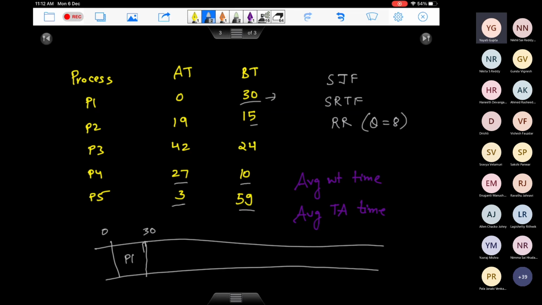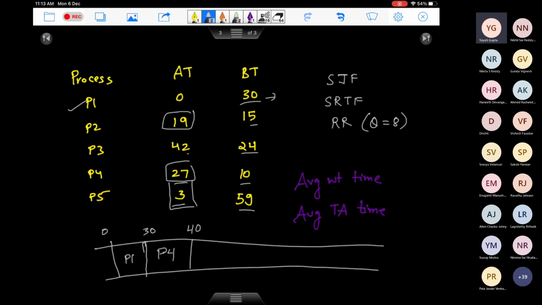Okay, what next? So at time 30, we have P2, P4 and P5 with us. All right. So we can start with P4, because it has the least burst time, and execute it. Anyhow, it will execute because even in case P3 comes, its burst time is 24, which is much higher than 10. So it executes till time 40.